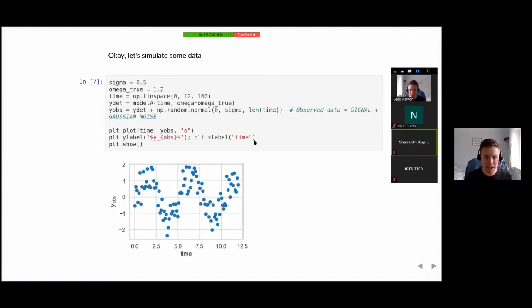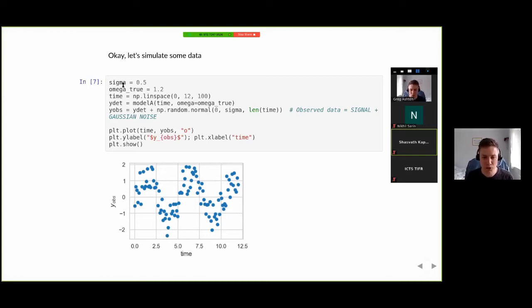All right, let's simulate some data. The first thing we want to do is create two simulation values. omega true is the true value of omega. I also create a value for sigma, which is the noise in the system. Here we're just going to use Gaussian noise, so zero-mean Gaussian noise with a standard deviation of sigma.